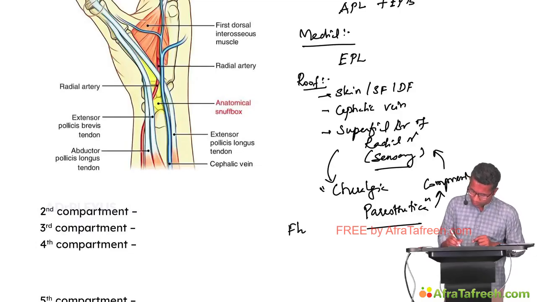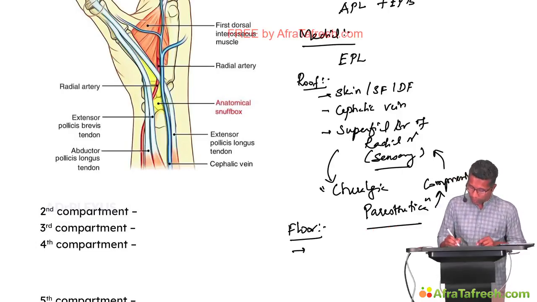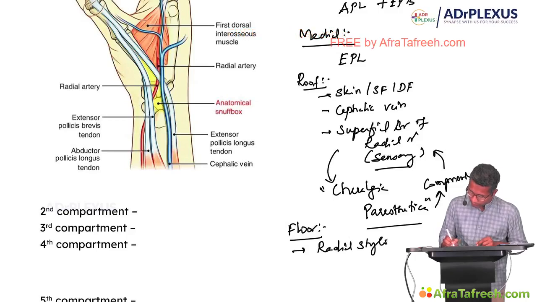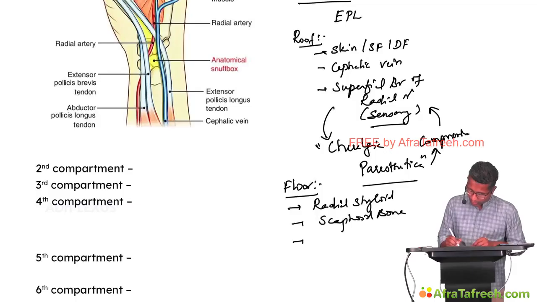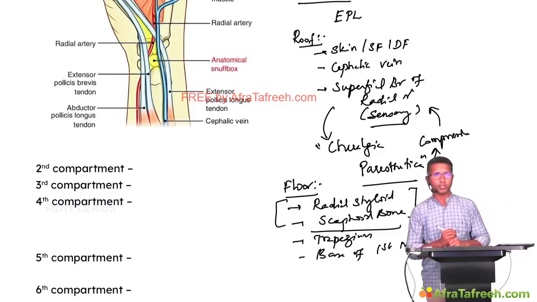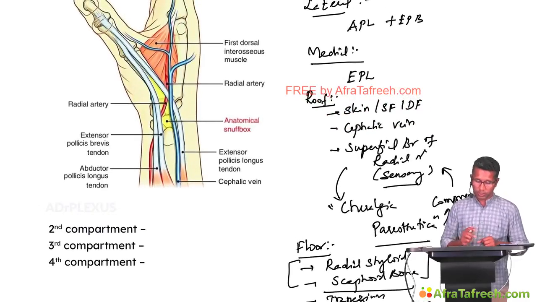Coming to the floor of the anatomical snuff box, you have the following bones: the radial styloid, the scaphoid bone, the trapezium, and the base of the first metacarpal bone. More important than these are the radial styloid and the scaphoid bone, the two important bones which form the floor of the anatomical snuff box. You can see all those things in this picture.